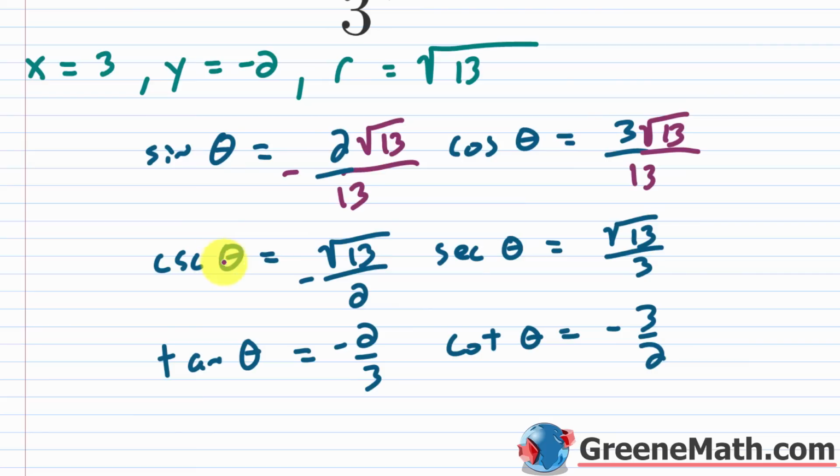The cosecant of theta is negative square root of 13 over 2. The secant of theta is the square root of 13 over 3. The tangent of theta is going to be negative 2/3. And the cotangent of theta is negative 3/2.